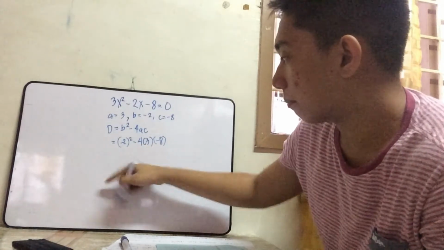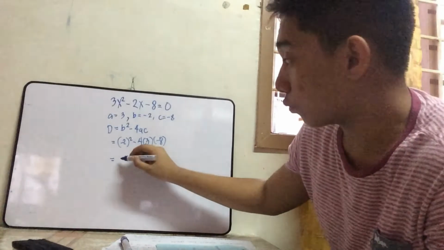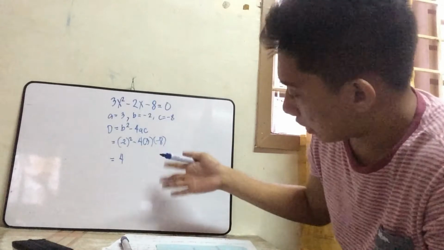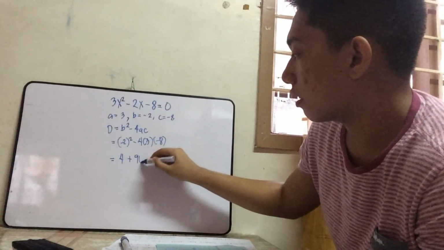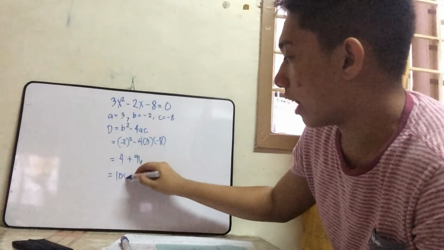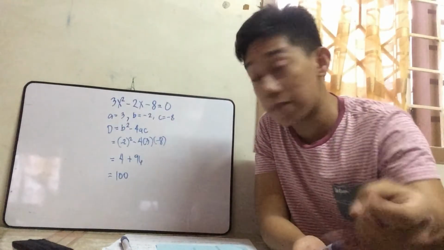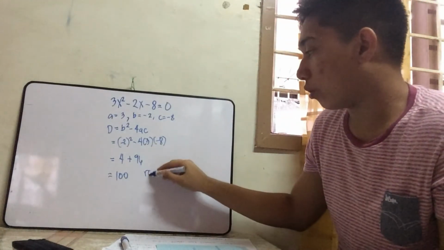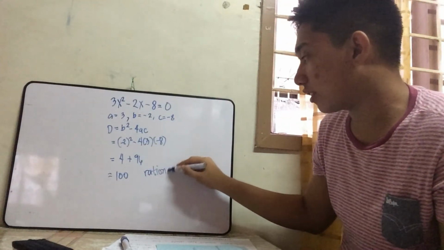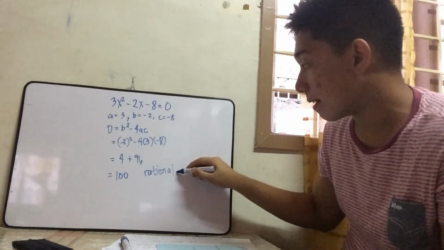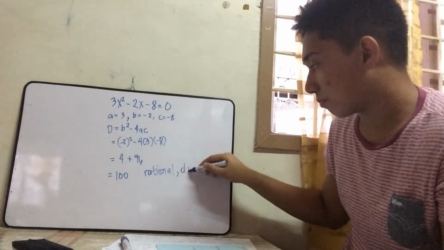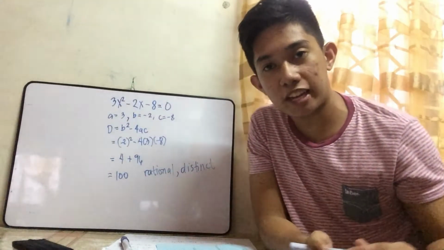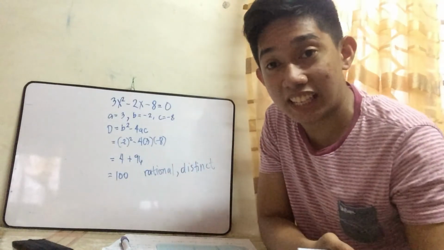Then, simplify. Simplify negative 2 squared is 4, then negative 4 times 3, so 12, times 8, make 96. Then, D is 100. So, you notice, positive siya, then, perfect square. Thus, we can conclude that the nature of the roots of this equation is rational and distinct. So, rational, distinct. Okay? So, yun po yung basis natin.